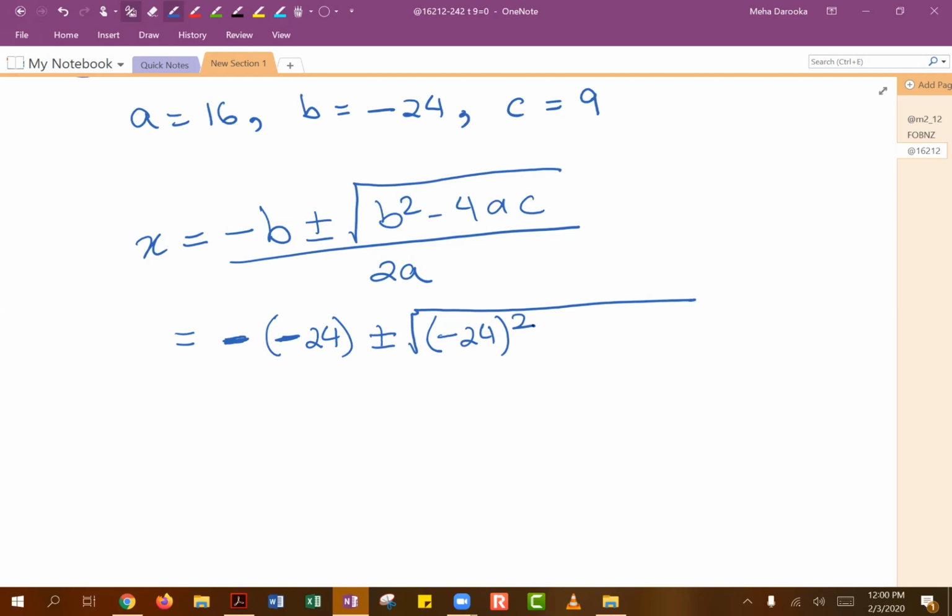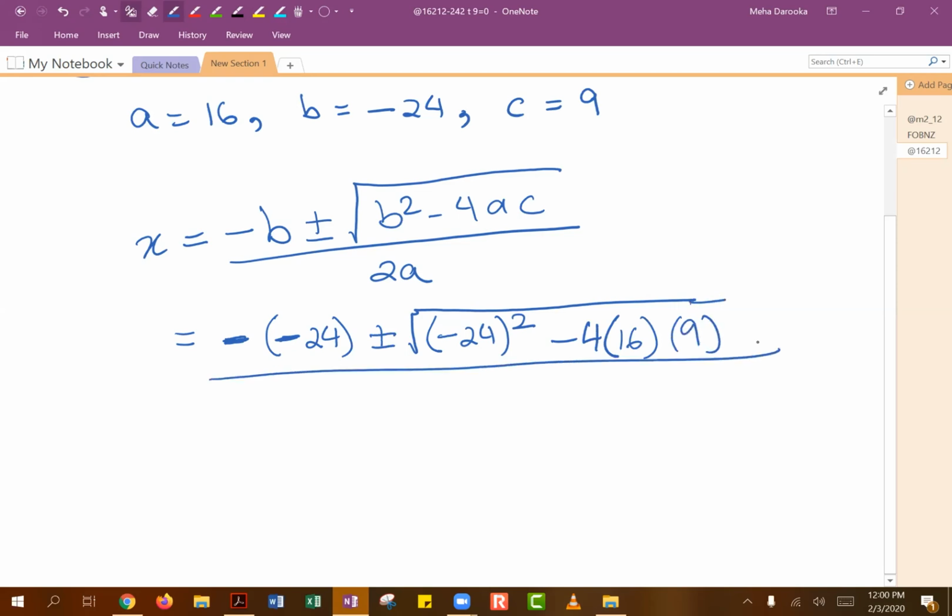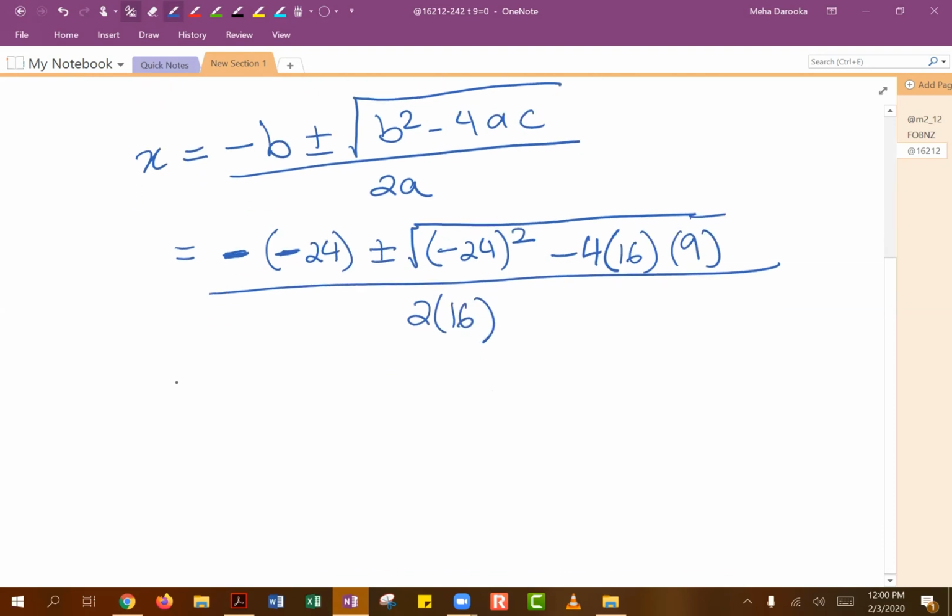And then we've got minus 4 times A. In our example, A is 16, C is 9. And then remember the whole thing is divided by 2 times A, which is 2 times 16 for us. And once you get comfortable, you may not have to write each step down, but I like to show you so you know where you need to be careful.